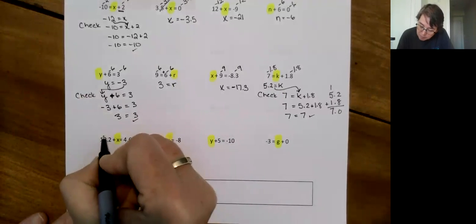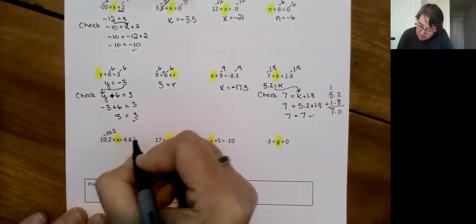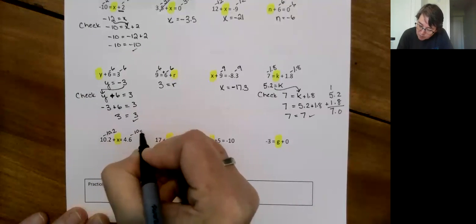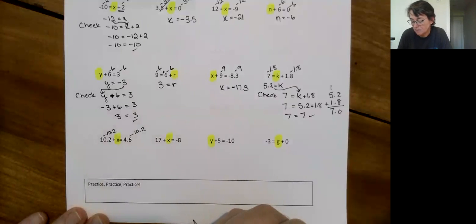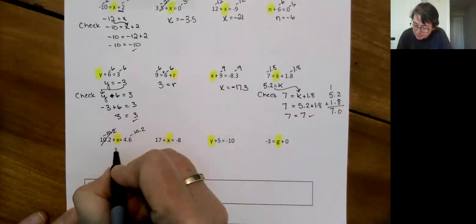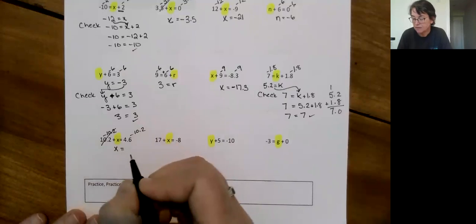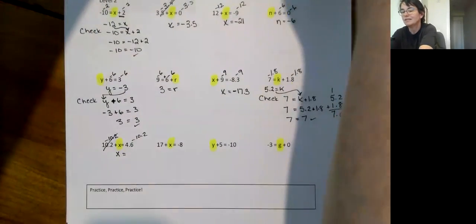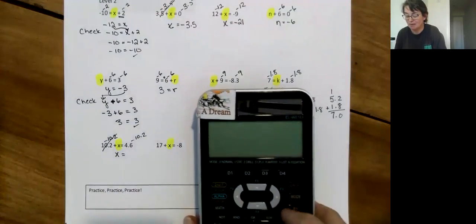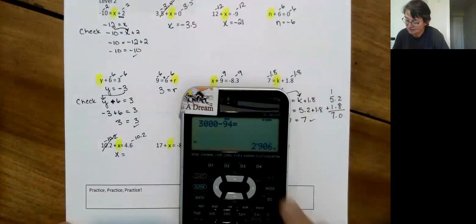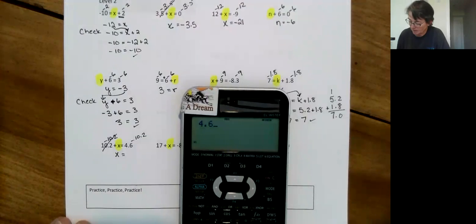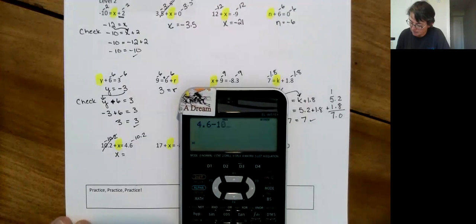Let's see. Ooh, minus. I was getting hard here. Minus 10.2. We need to just get those questions right. So this is going to disappear. X is going to be, so this is me being super lazy. I'm going to make sure 4.6 minus 10.2. Well, ignore my calculator, it's just weird. Negative 5.6.